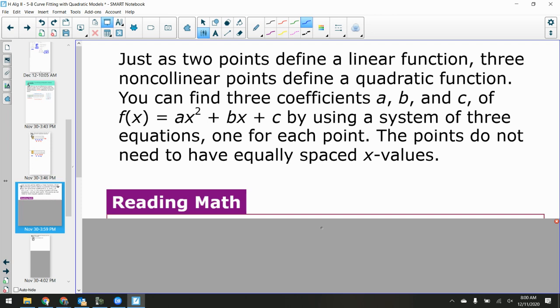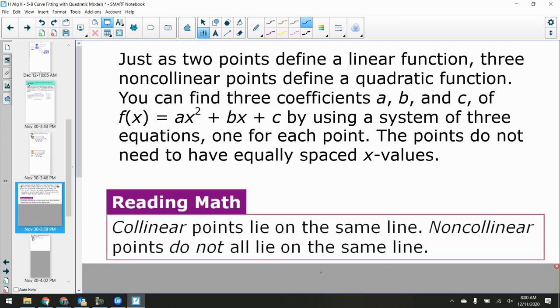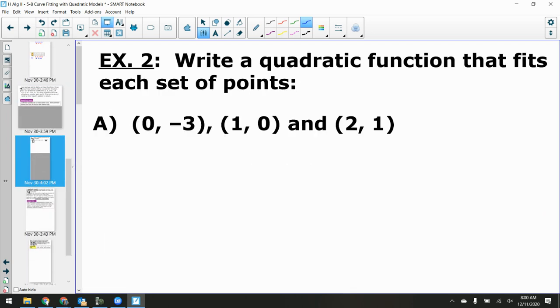Just as 2 points define a linear function, we can actually use 3 points to define a quadratic. Remember back in geometry when you said, if you have any 2 points, you could draw one and only one line through them. We can extend that to 3 points to define a quadratic. If you have 3 points on a plane, there's only one possibility of a quadratic going through them, as long as those 3 points are not on the same line, non-collinear.